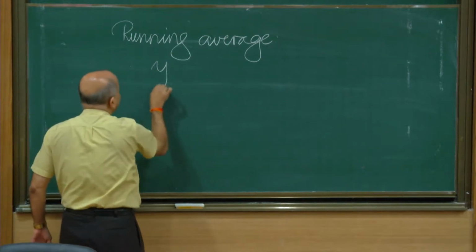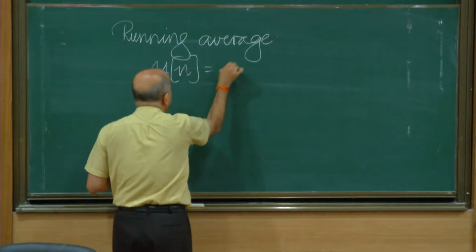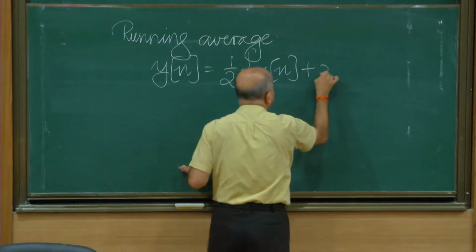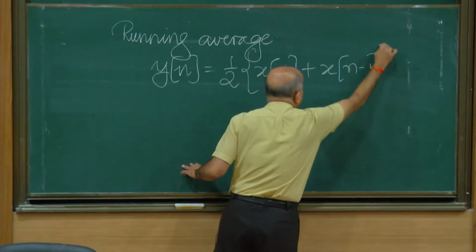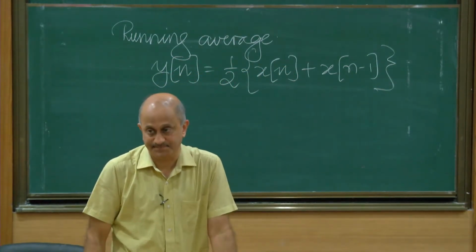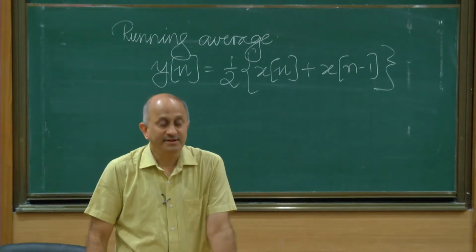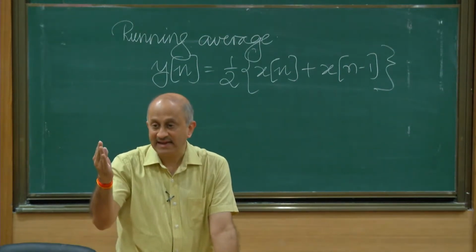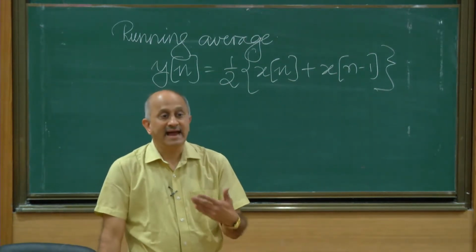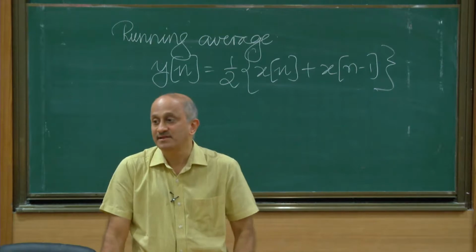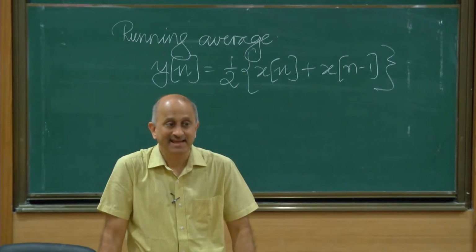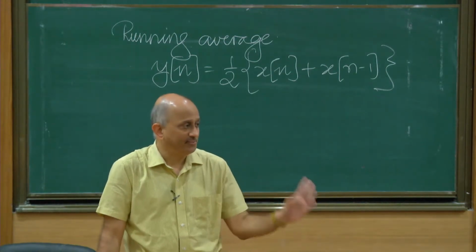So let's take a running average example. We have y of n is half x of n plus x of n minus 1. Now let's understand, this is a way of writing down a system. So it's an example of a very simple system. What does it do? At every value of the integer index n, you look at the current and the immediately past input sequence value and generate the output sequence by averaging them. Very simple to understand, there is no problem, right?